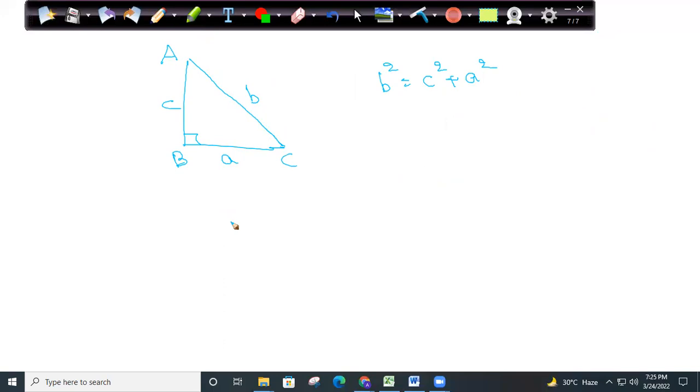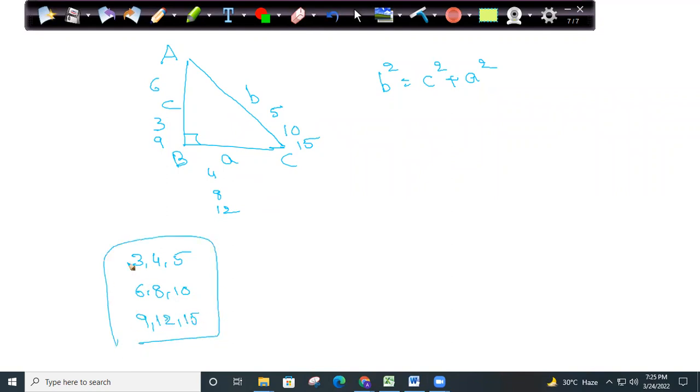And we have a few Pythagorean triplets. Pythagorean triplets means sides of the triangle. If this is 3, this is 4, automatically this is 5. If this is 6 and this is 8, this is 10. 9, 12, 15. These are some Pythagorean triplets, always advisable to remember them. 3, 4, 5, 6, 8, 10, 9, 12, 15. This is one group. Why? You double this, you get this. You make it 3 times, you get this.